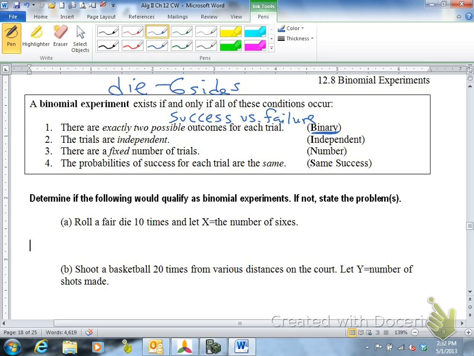Number 2, trials are independent. So I for independent. Dice rolls are independent events. So the probabilities remain the same regardless of how many times you roll the die. Getting a 1 is always 1 out of 6 on a die.